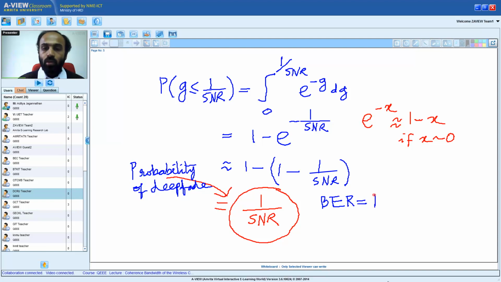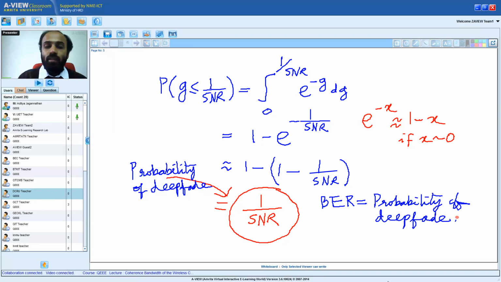is equal to the probability. In the wireless communication channel, the bit error rate is basically equal to the probability of deep fade. So what this is saying is something very interesting. It is saying basically this is a wireless communication system, and therefore the communication is over a fading wireless channel, and the received signal power is varying as a function of the channel gain.